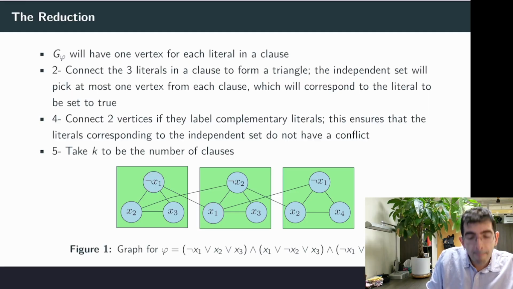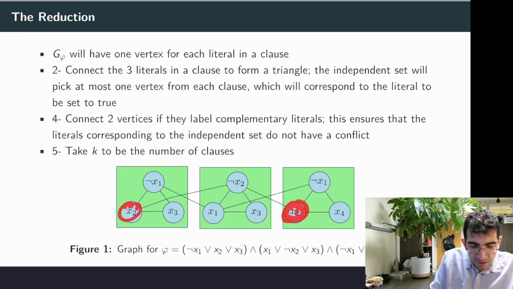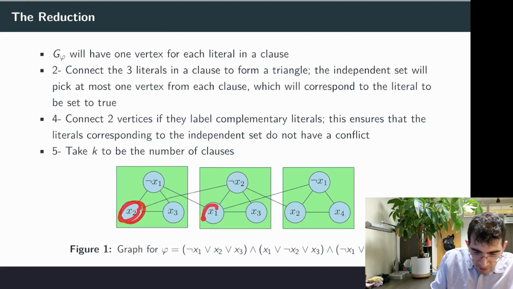But it could still choose x2 and x2, which is fine. This would simply mean we assigned x2 to be true. But it can't also choose not x2. So we could effectively say choose x2, this would be true, and x1. Or we could choose x2, x1, and x4. This would also satisfy the equation.